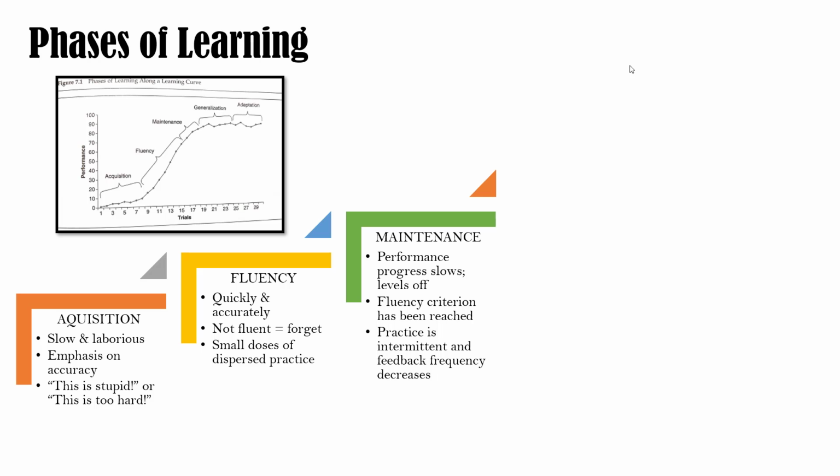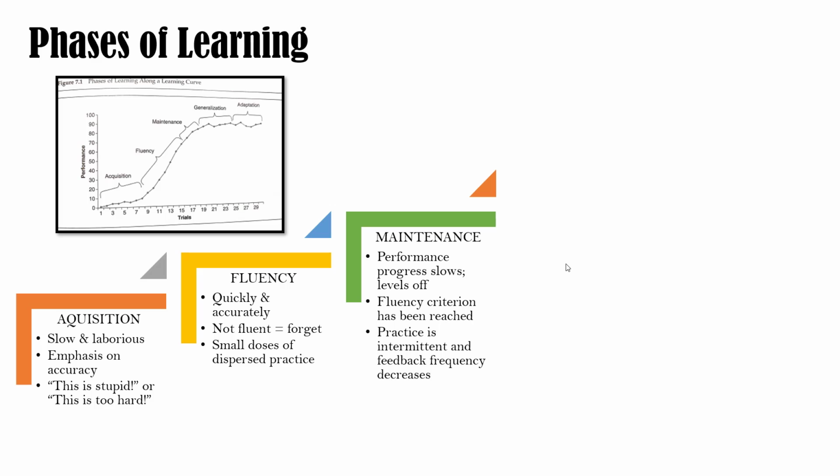Okay, after they have gotten the skill to fluency, now we have the maintenance phase. This is when the progress starts to kind of level off. You can see it in your curve. And this is when you want to make sure that they remember it even though they're not practicing it every day. So the practice is intermittent, and the feedback and the frequency decreases.